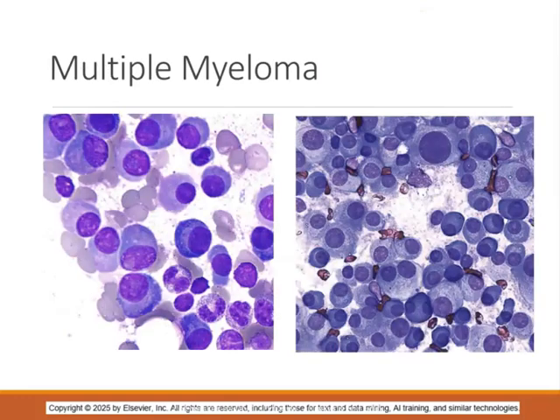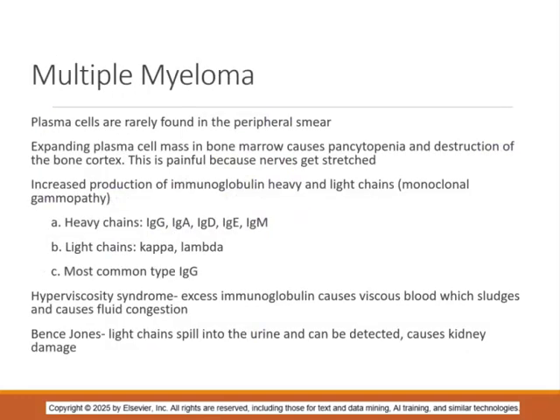So here's a picture of the bone marrow on the right and peripheral blood on the left, which is very rare to see that. So you can see the plasma cells. They have a very eccentric nucleus and dark blue cytoplasm. This one's just loaded with it. So in multiple myeloma, like I said, on the peripheral smear you shouldn't see plasma cells. What's happening is the plasma cells are in the bone marrow and they're taking up a lot of space, as you can see from that picture.